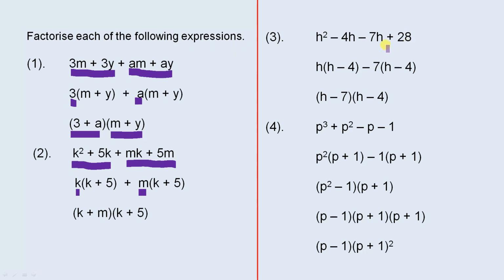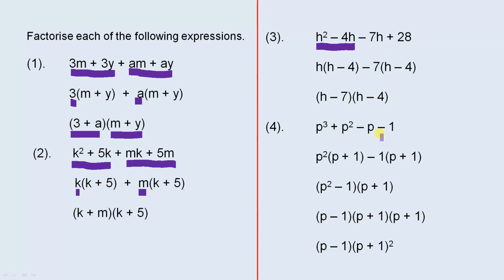For number 3, if we take the first two terms, take h outside the brackets, that leaves you with h minus 4. Over here, take minus 7 outside of the brackets, and that leaves us with h minus 4. Notice that has to be a minus because minus 7 by minus 4 is plus 28. So here we have h minus 7, we put that in the first bracket, and we have h minus 4, we put that in the second bracket.